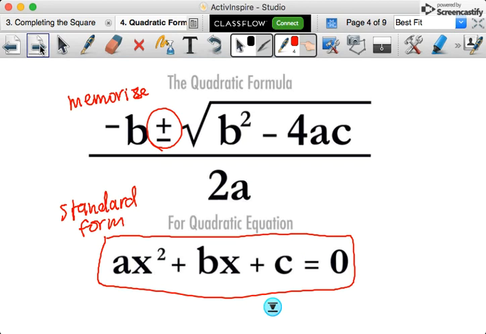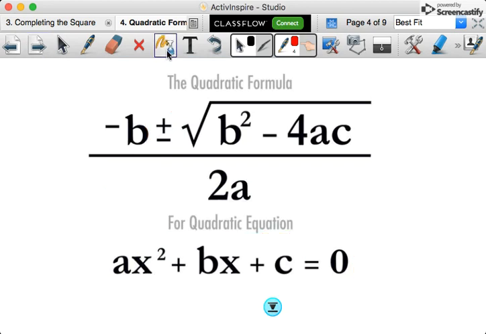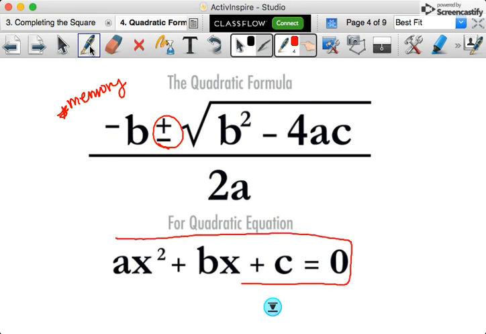So let's get started. When we talk about the quadratic formula, I wrote a couple things here. You are going to have to know this from memory. So this is something that you're going to have to memorize, and it is going to yield two different answers because there is a plus or minus. But most importantly, you need to know this information. It has to be in standard form. If it's not in this standard form, then we cannot use the quadratic formula. So make sure you always have it in standard form prior to putting it in the quadratic formula.